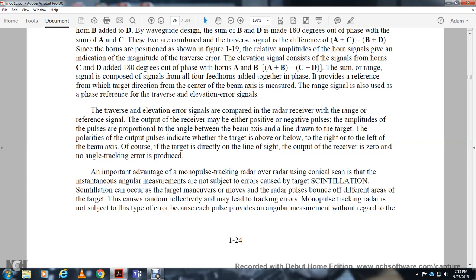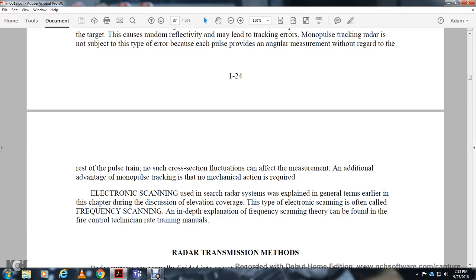The monopulse tracking radar is not subject to this type of error, because each pulse provides the angular measurement without regard to the pulse train, so no cross section fluctuation can affect the measurement. In addition, an advantage of monopulse tracking is that no mechanical action is required. Electronic scanning in search radar systems was explained in general terms earlier in the chapter during the discussion.